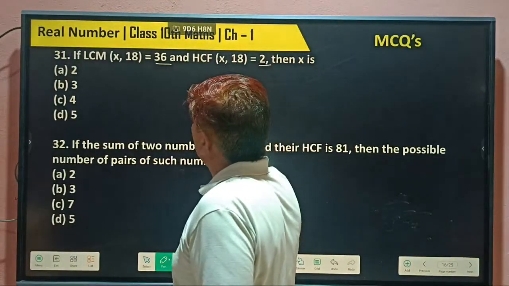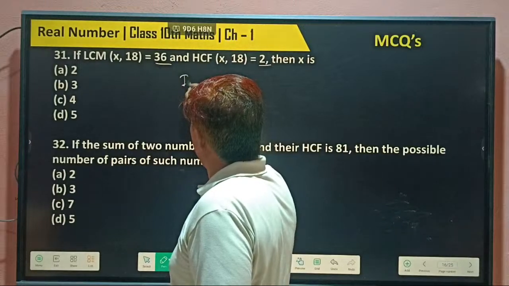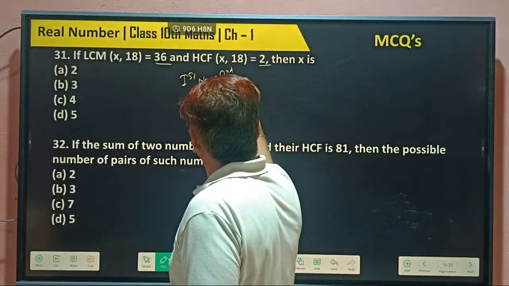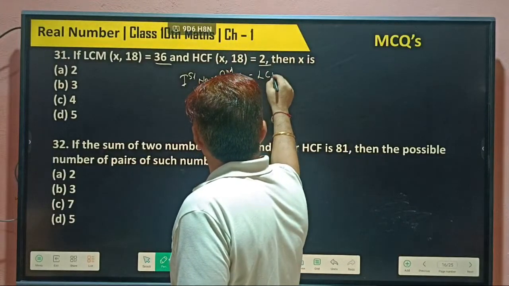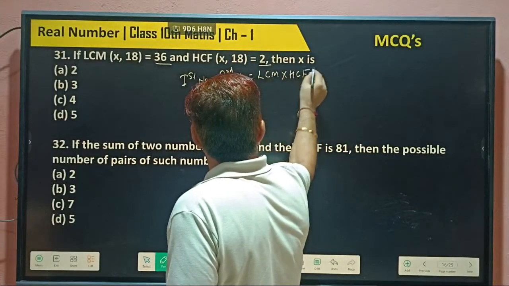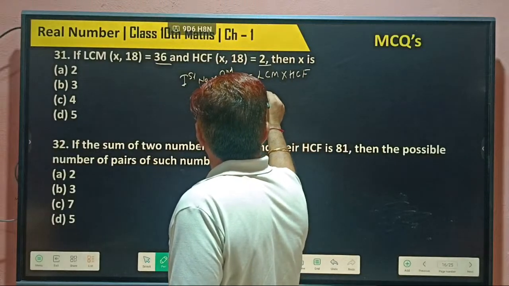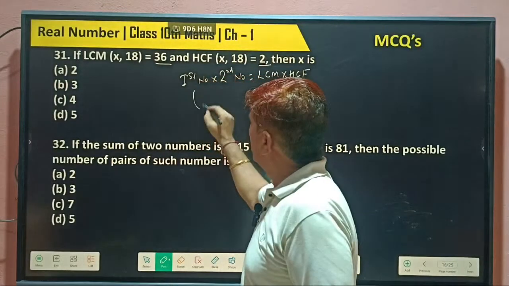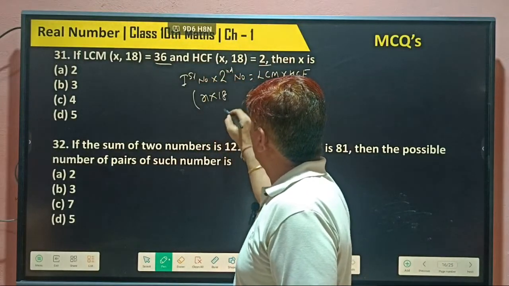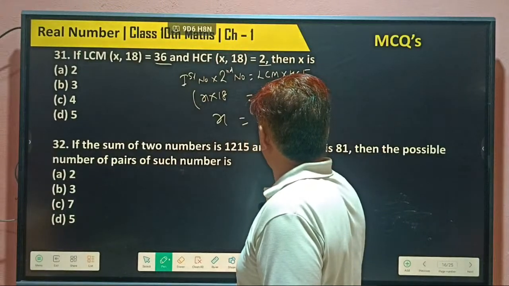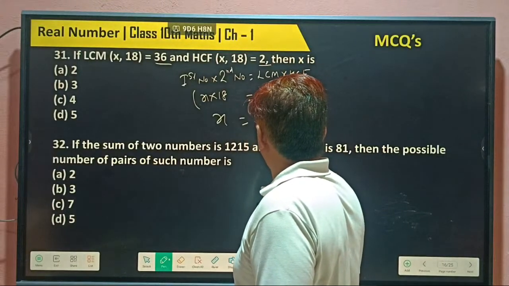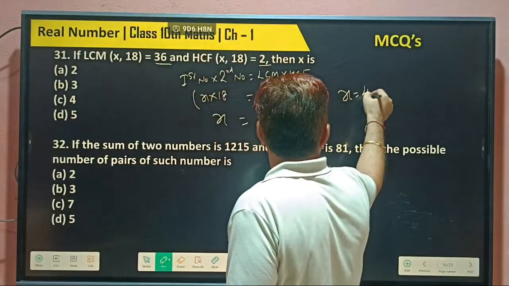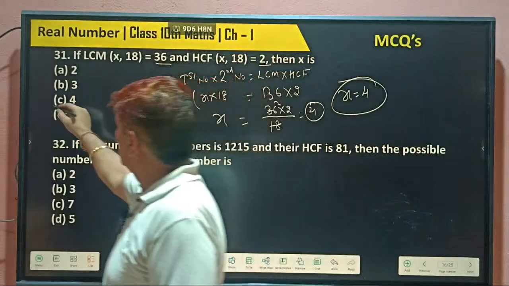HCF 2. So we know first number into second number is equal to their LCM into HCF. So what's given? It's given 36 and 2 is their LCM and number is X into 18. So X is equal to 36 into 2 by 18, 2 is how much? 4. So X is equal to 4. Anywhere? Yes.